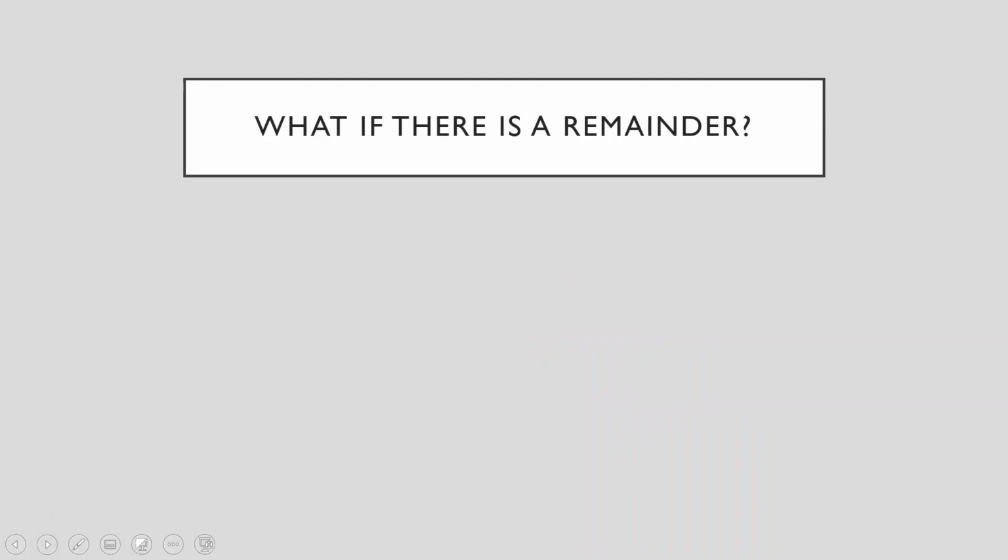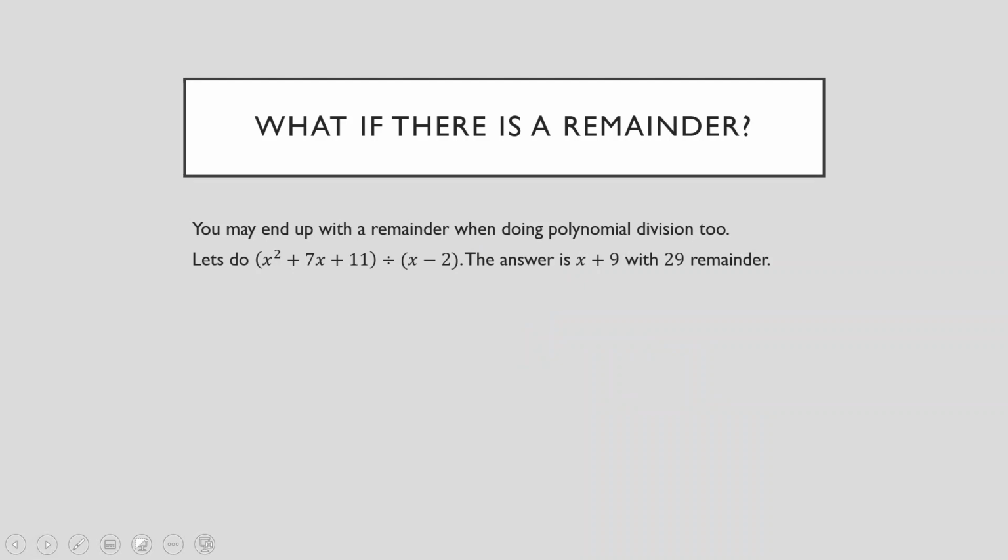Let's do the same thing with polynomials. You can end up with remainders when you do polynomials. It's a bit, what's the word, intangible. It doesn't really have a concrete example or application that we can use it for, apart from the fact that we can determine that if there is a remainder, it's not a factor. Let's have a look. If I do this polynomial division, again, forget about how we actually do that, just know that the answer we get is x plus 9, and we have 29 remainder.